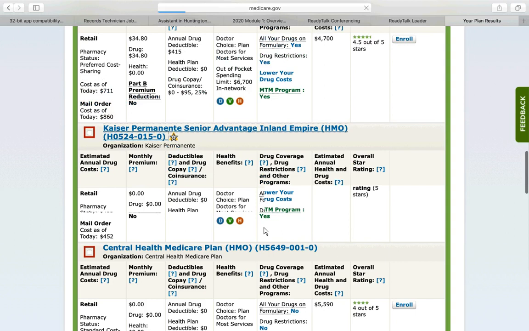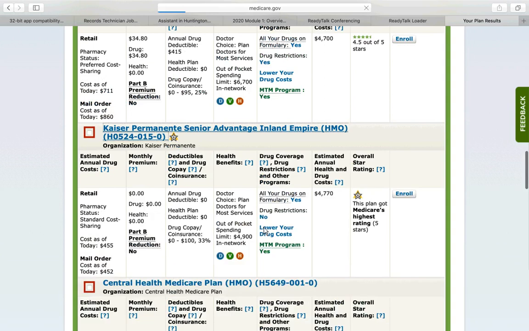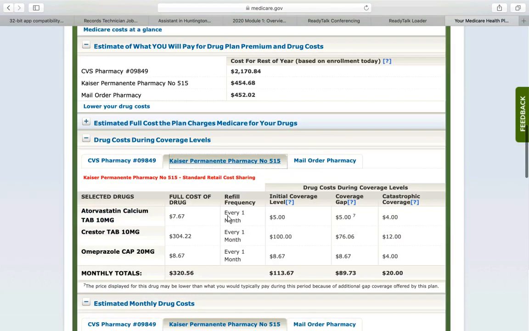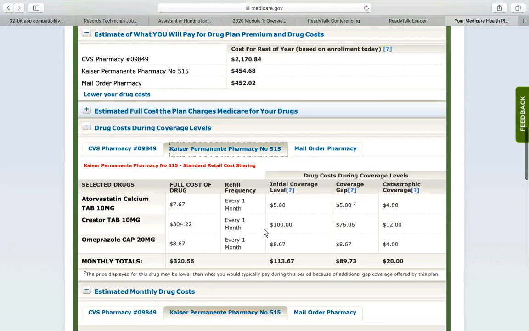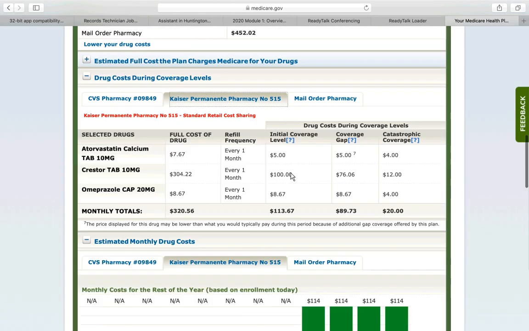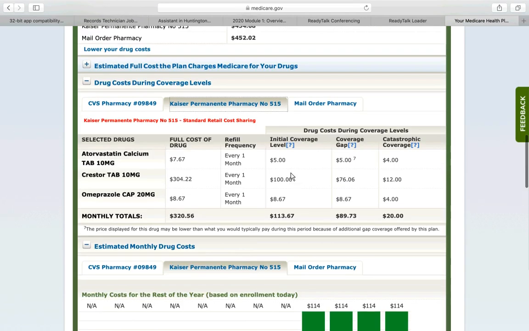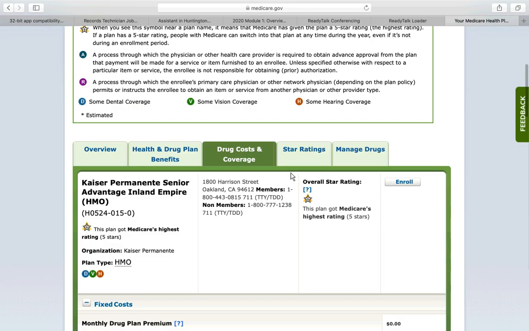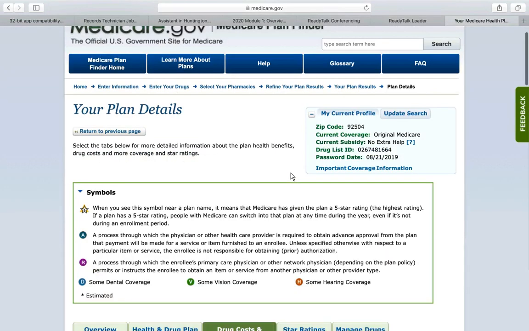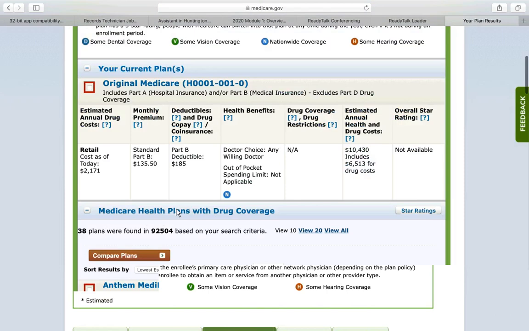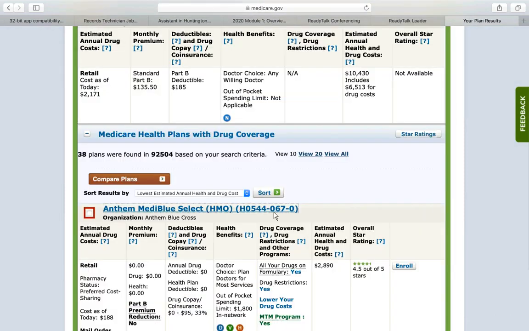And it looks like they are covering it, but they're covering it as a Tier 4 non-preferred drug. It's still $100 for a 30-day supply. So again, in this situation, it looks like Anthem would be a better choice for them if they're with the Riverside Medical Clinic. This plan is also accepted, I believe, by Regal Medical Group. And I believe Prime Care of Riverside also takes this plan.